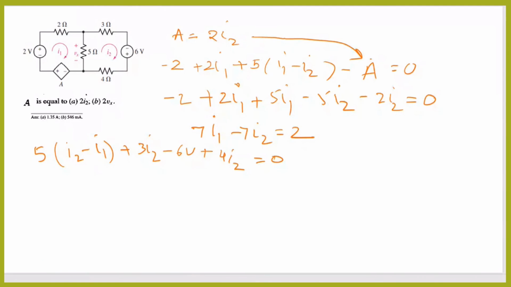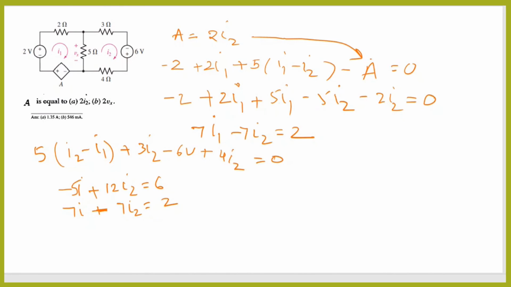Okay, so minus 5I1 plus how much is I2? 5 plus 3 plus 4, that is 12 I2 is equal to 6. And 7I1 minus 7I2 is equal to 2.